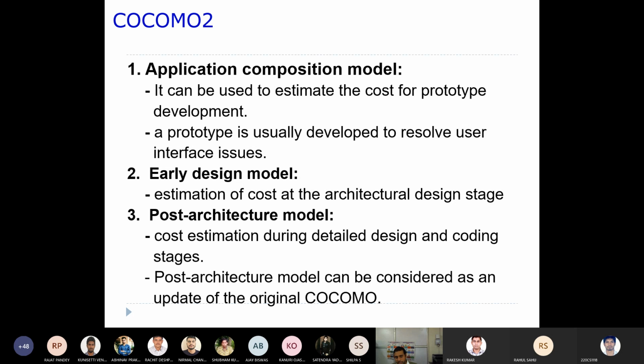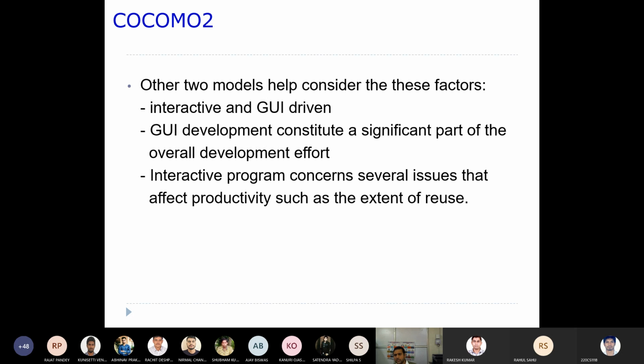So that means this Cocomo 2 also considers all of them. Apart from these two things, the first and second models are the extra models, okay? And the post architecture model is just an update of the first Cocomo model, okay? So that is the way that you need to understand. That is the reason why it is Cocomo 2, okay? So it is the extended version of the previous model. Okay.